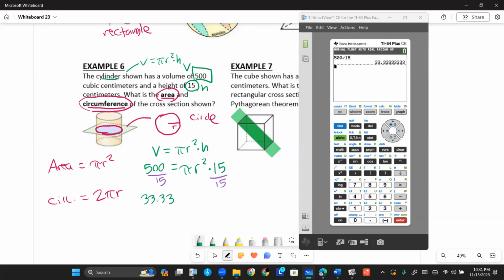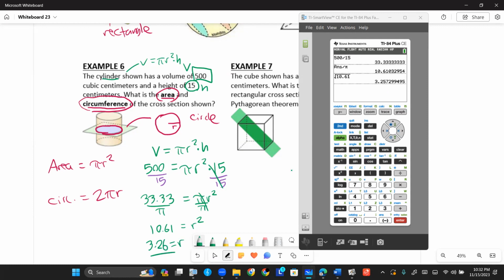I think two 3s is enough. Cancel those 15s out, and you'll get 33.33 equals pi r squared. At that point, we want to divide by pi, and you'll get r squared is equal to 10.61. So I can solve for r by taking the square root of 10.61. And that'll give us about 3.257. So I'll round that up to 3.26.